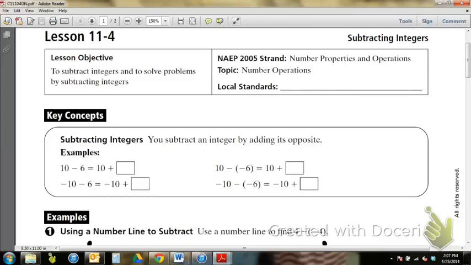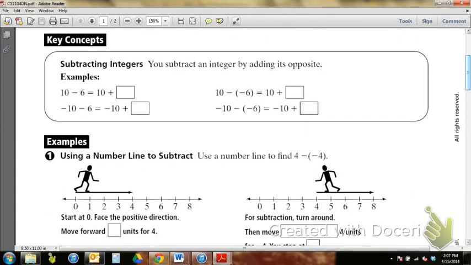In lesson 11.4, we're going to subtract integers now. In 11.3, we did all the adding. Now we're going to subtract. Well, there's one key idea here. When you're subtracting, you're really going to add the opposite.